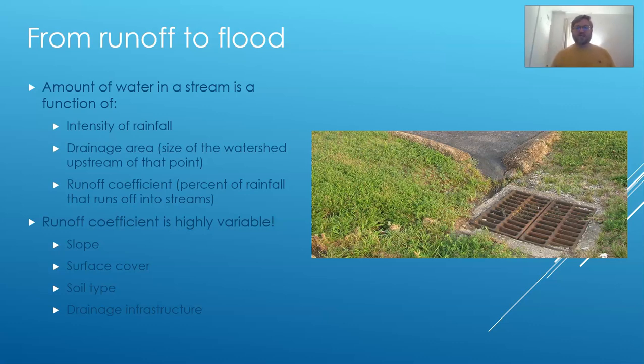That runoff coefficient is highly variable. There's a lot of factors that can shape the runoff coefficient. That includes the slope of the land. The steeper the land, the quicker things are going to run off of it. The surface cover.